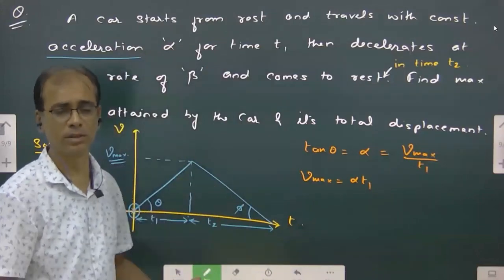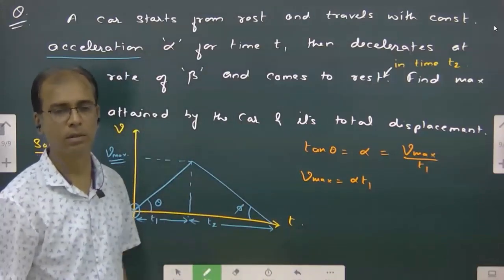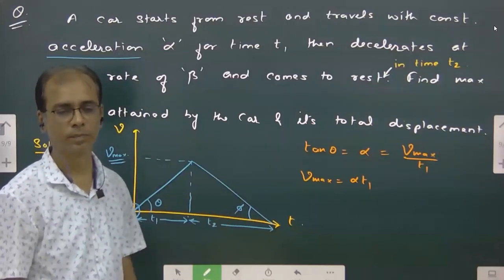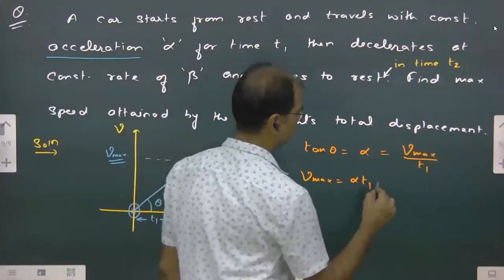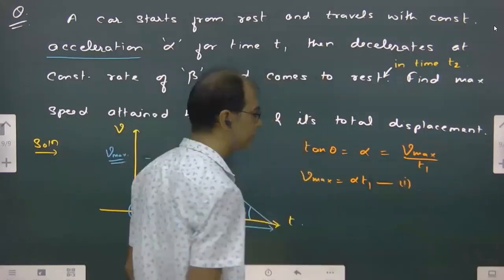This is not the answer. We are not going to take this as the answer because this is only in terms of alpha. We will find an answer which is in terms of alpha as well as beta. Okay, fine, no issues. So this is equation number 1.